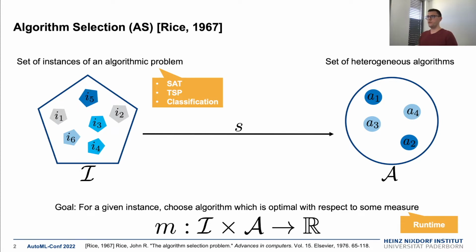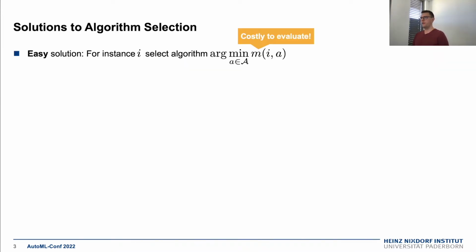And then what you try to do is learn a mapping from the instance space to the set of algorithms, such that for a given instance, we always try to choose the algorithm which is optimal with respect to some measure m that maps from the joint space of the instances and the algorithms to the real numbers. And this measure could be potentially anything. For example, it could be runtime if you try to solve SAT instances, but it could also be accuracy in the case of classification. Now, how do you solve the algorithm selection problem?